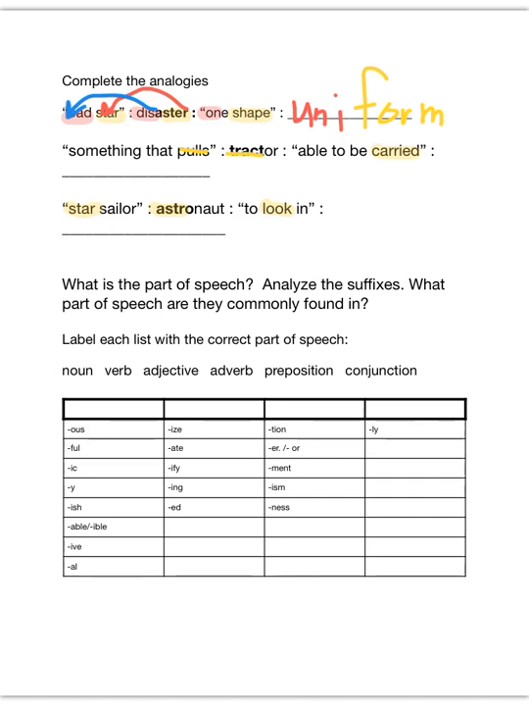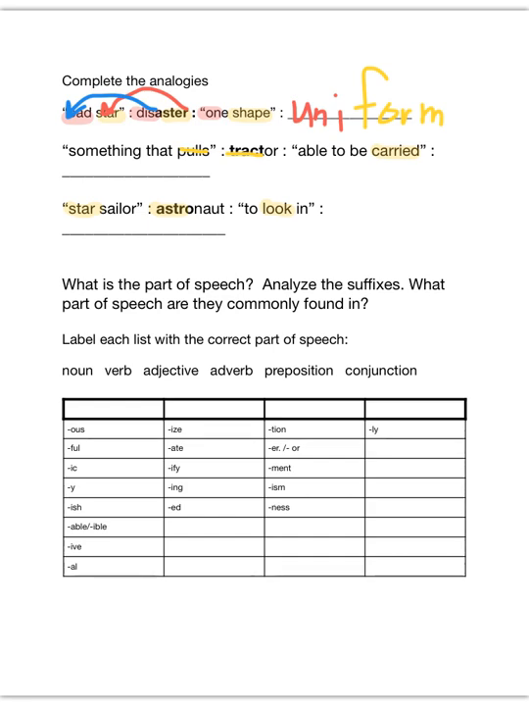The final part of this first review activity is analyzing suffixes, trying to determine what part of speech they are commonly found in. And your choices are noun, verb, adjective, adverb, preposition, and conjunction. In our past lessons, we found that not all parts of speech have a common suffix, so some of these will not be used. So let's look at our first list.